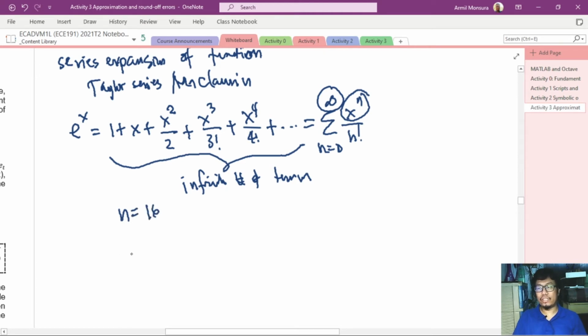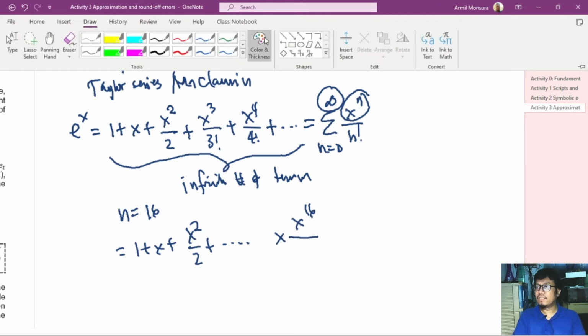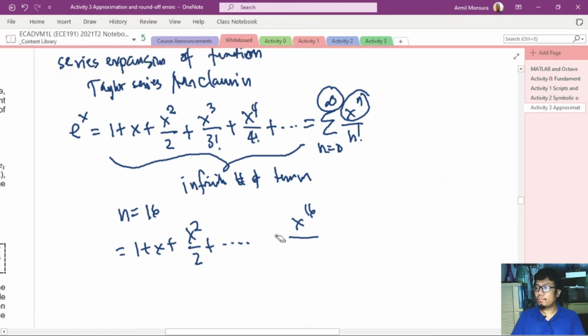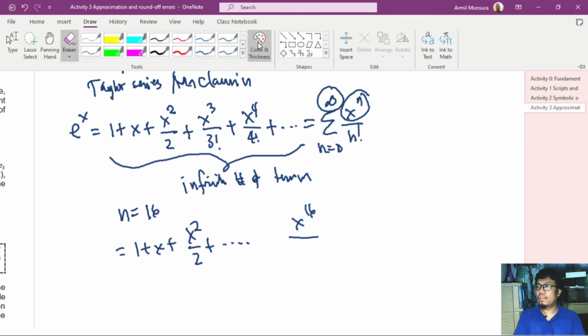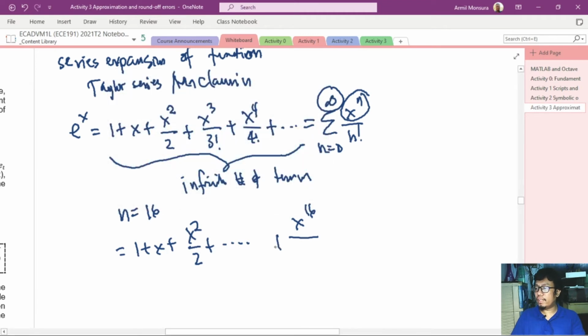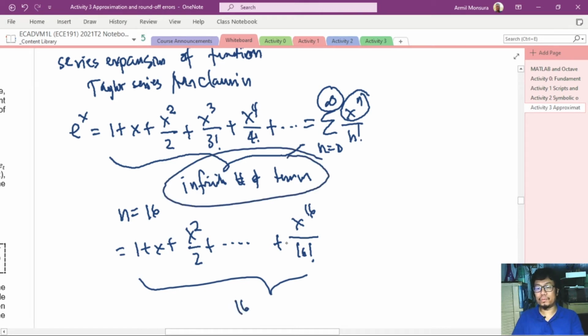That means that we will have to add 1 plus x squared over 2 plus hanggang makarating tayo ng x raised to 16 over, this is not times, that is plus, plus x raised to 16 over 16 factorial. So we'll just add these things. And this becomes n, this makes the number of terms 16.